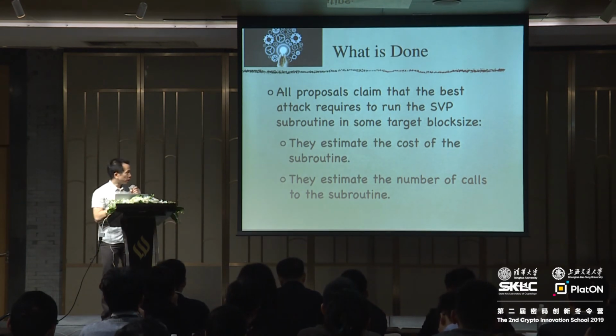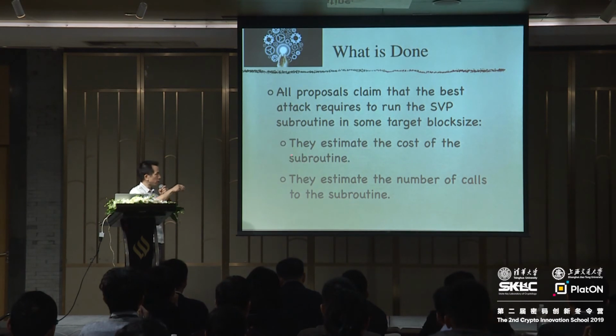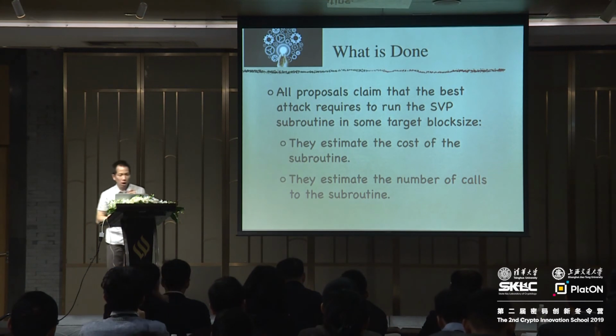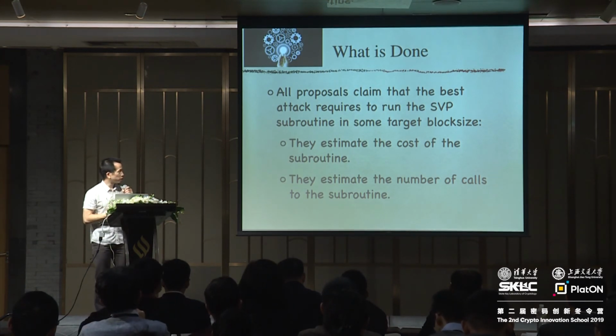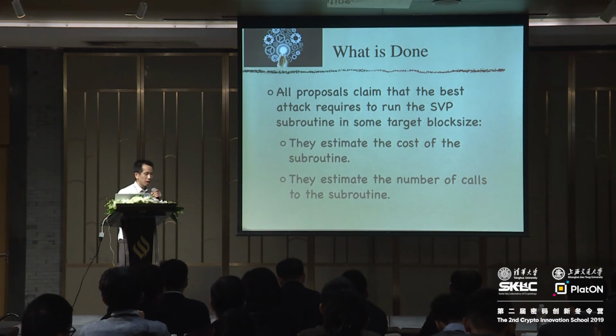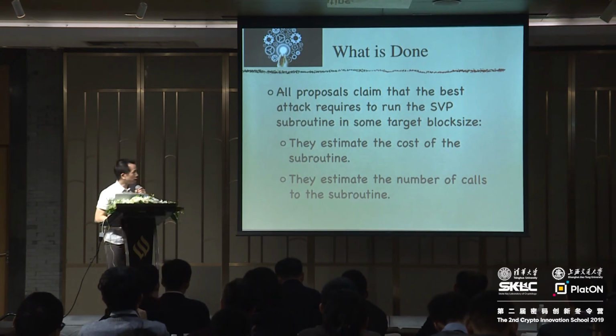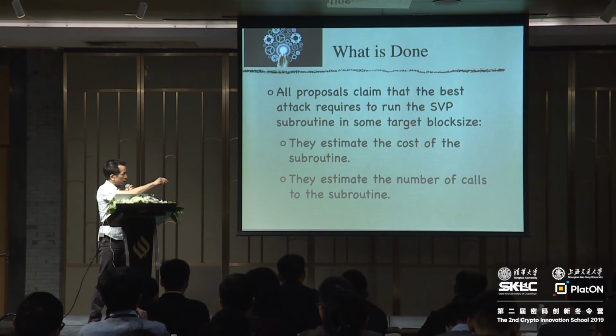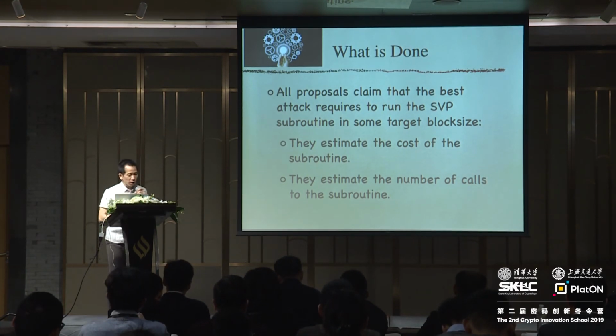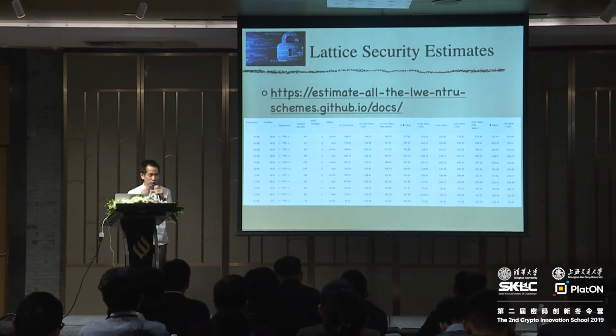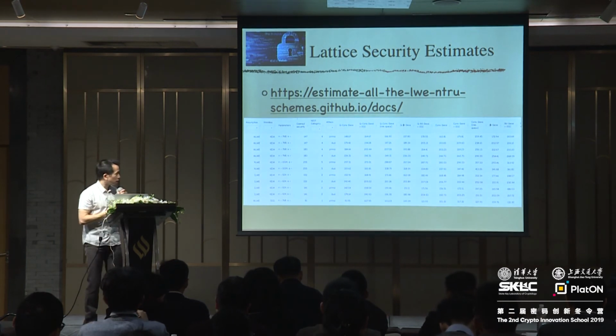And even if you have a fixed block size, you still need to estimate the cost of the subroutine. And that's very difficult to do precisely. You can get an order of magnitude, but there's a lot of uncertainties. And then you need to also estimate the number of times you would need to call this subroutine. So as you can see, there's so many uncertainties. There's an uncertainty here, there's an uncertainty here, and there's an uncertainty here. But the script does not reflect this. The script gives you a fixed number, and it may give you a false sense of security.